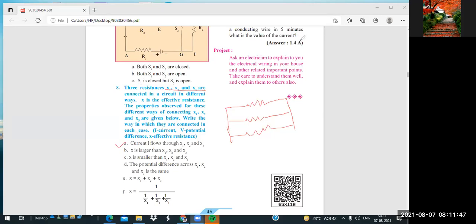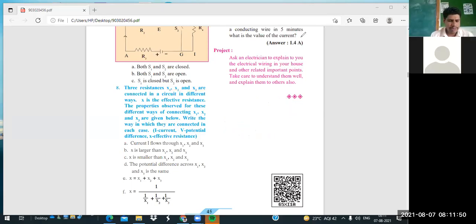Yes, sir. Now we are going to see the second question. What is the second question? You will observe here that X is larger than X1, X2, and X3. When we are getting this, X1, X2, and X3 are smaller than X. Can you tell me what X means here? Effective resistance. And when will effective resistance be larger? Anybody can tell me? We have seen that yesterday, the day before yesterday, the same thing. Effective resistance is the sum of all resistances in series.